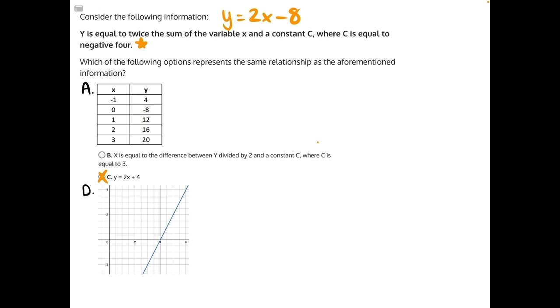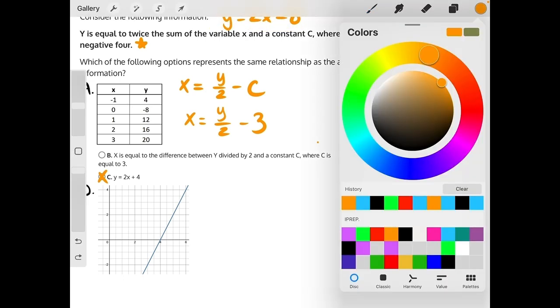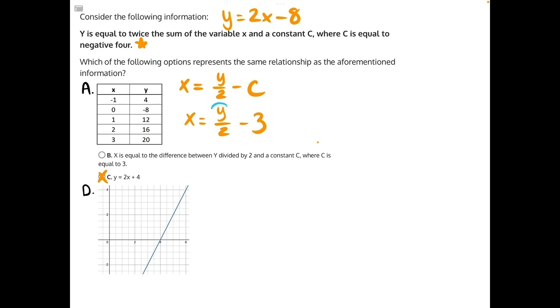For answer choice B, this will also yield an equation, but we're going to have to do some translating first. X is equal to the difference between y divided by 2 and a constant c, where c is equal to 3. So now we substitute 3 in for c, and we have our equation. The only problem is it's not in y equals mx plus b form like this one, so we can't compare it yet. Let's do some opposite operations and isolate y so that they match format.